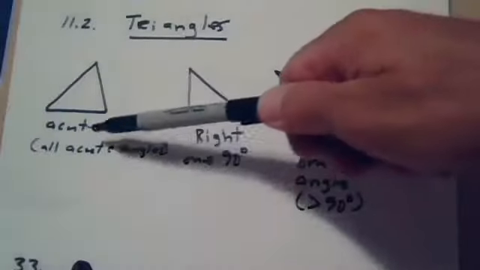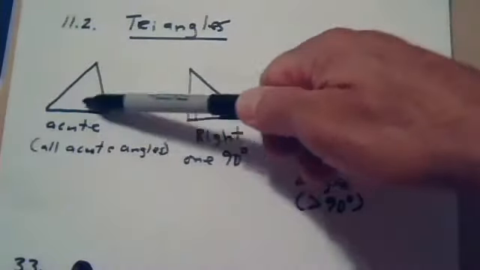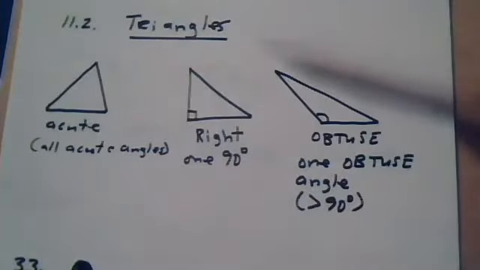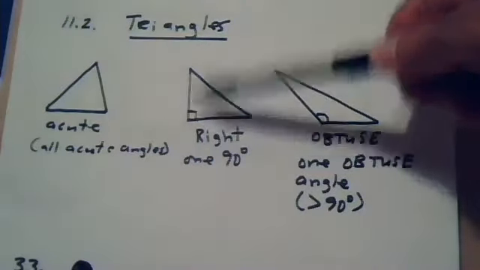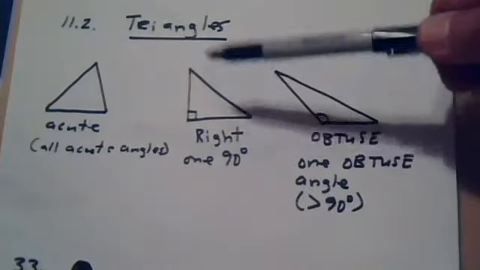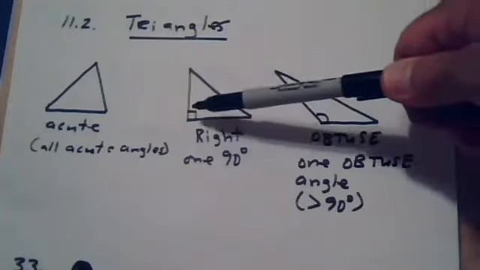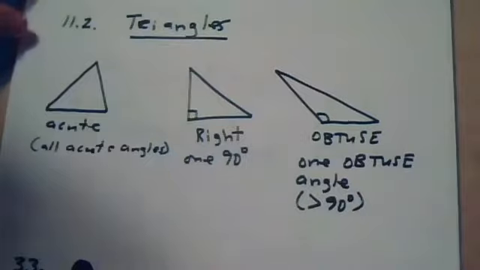Triangles. An acute triangle has all its angles on the inside acute, greater than 0 but less than 90 degrees. A right triangle has 1 right angle, a 90-degree angle. An obtuse triangle has one obtuse angle.